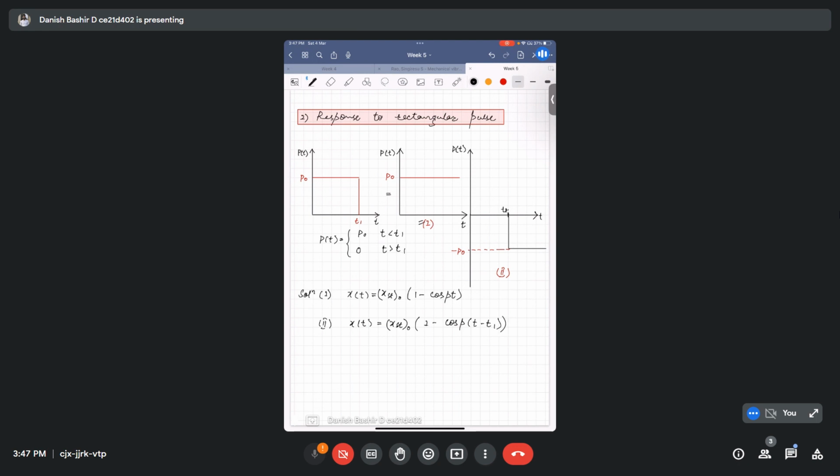So total response will be the summation of these two responses. Total response x of t will be equal to x static naught times 1 minus cos pt, like this one, minus 1 minus cos p of t minus t1. This is the delayed step also.